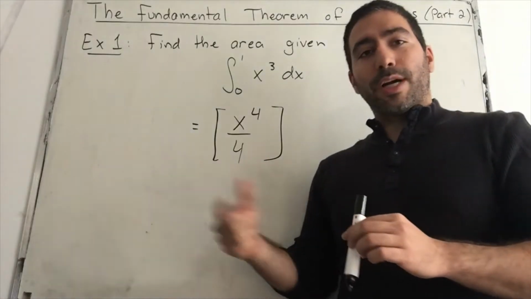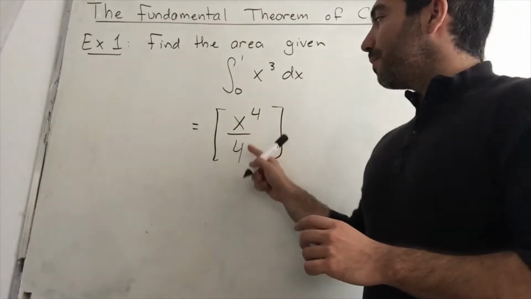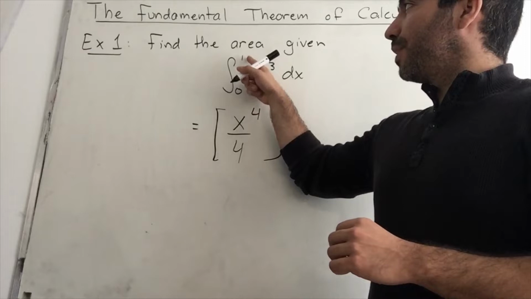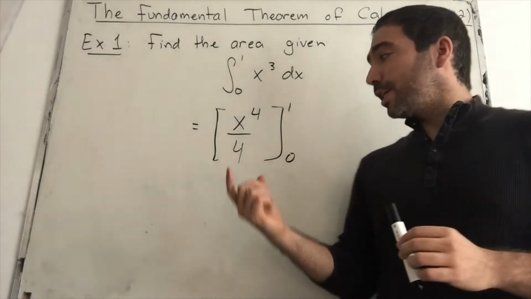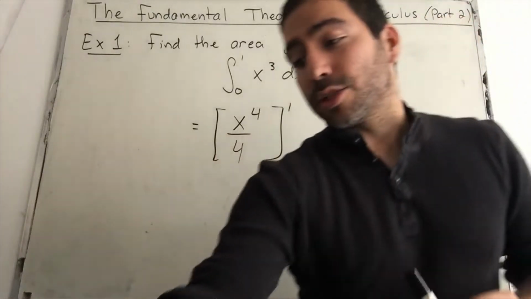The reason why we're putting the square bracket is saying that we still have to evaluate this from the upper bound and the lower bound. So 0 to 1, okay? This is one of the notations. I prefer the square bracket notation.